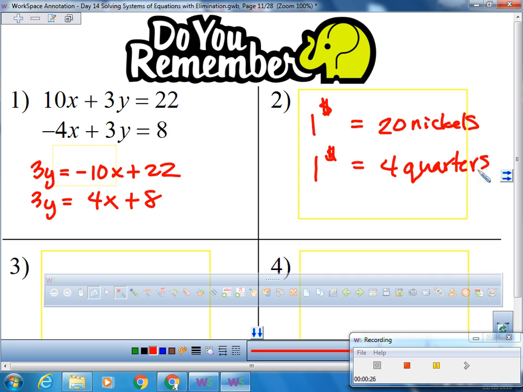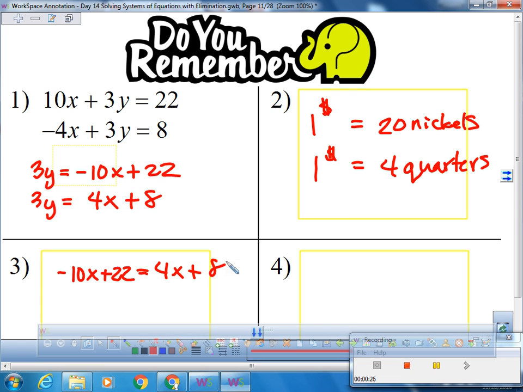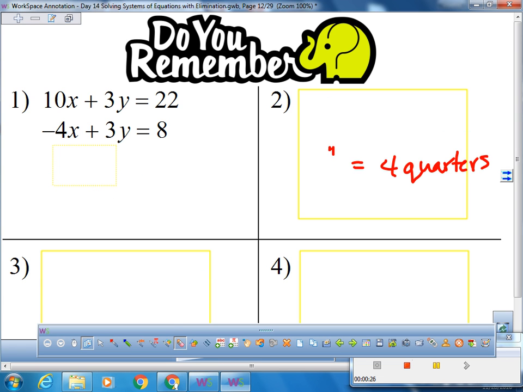Okay? So that's another way. So if you wanted to solve it like that, now since you know this equals that and this equals that, now negative 10x plus 22 is equal to 4x plus 8. And you could have solved for x that way as well. Okay. So you guys want to try another one? Let's do this one.